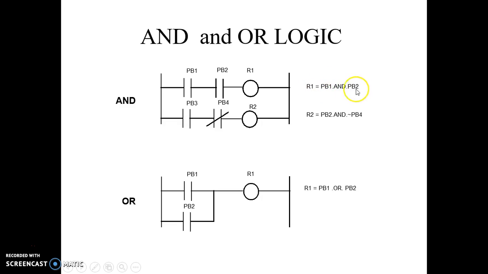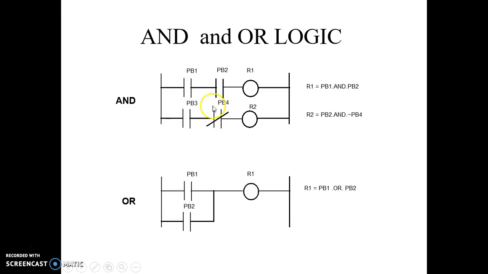So this is the Boolean logic for this ladder logic. Now in the second rung, it is shown that PB3 is a normally open contact and PB4 is a normally closed contact. Whenever PB3 is energized and PB4 is in its normal condition, then and only then will it give an output. Whenever PB4 is energized, the contact will be broken and it will not deliver an output at R2.